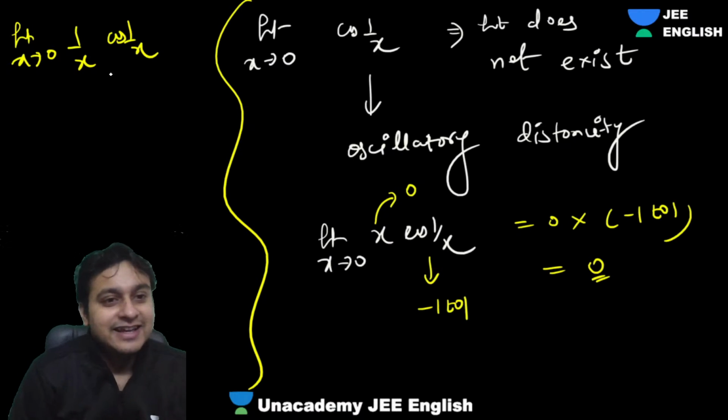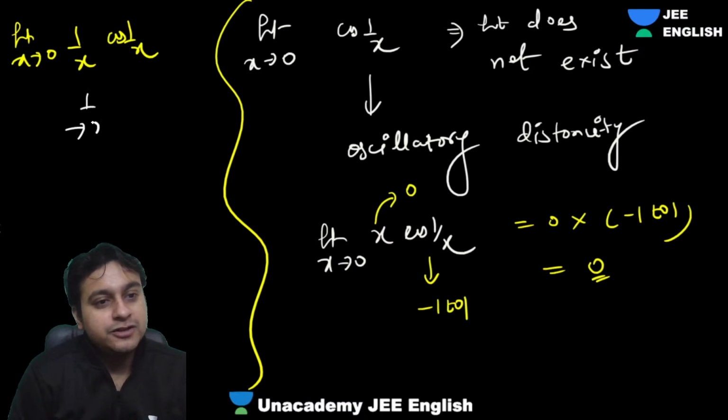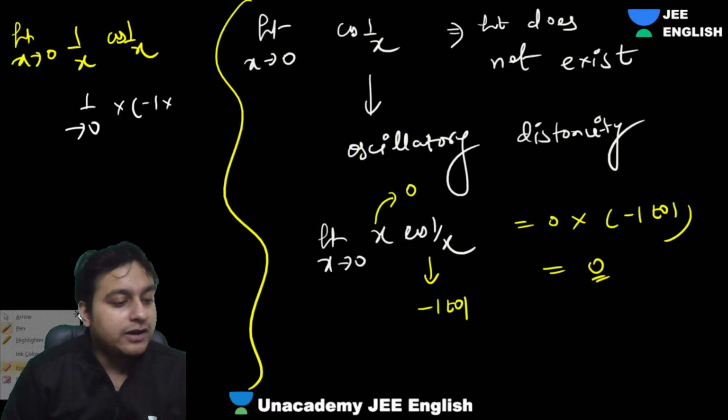This also will be, guys, 1 by x tending to 0, which is infinity, and into -1 to 1, right? So again this will be not defined, guys.